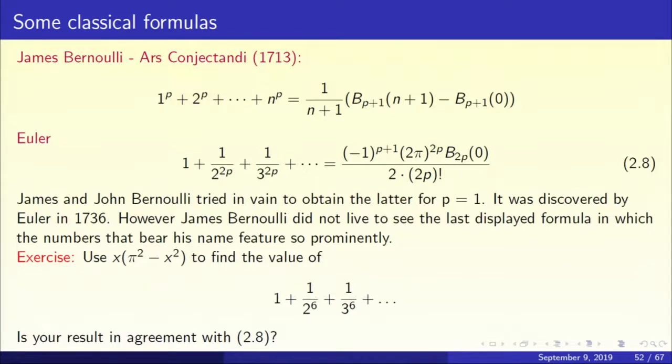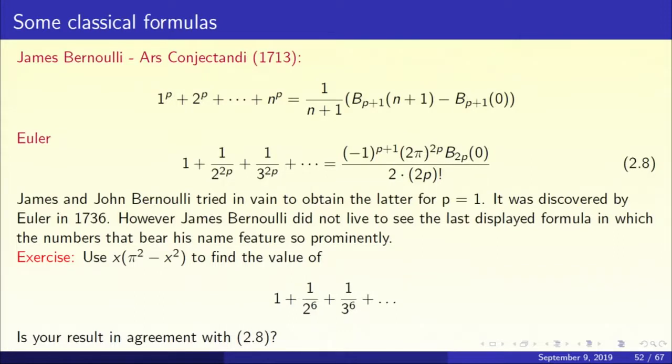So you can check this result by putting p equal to 1, by putting p equal to 2. You already know that 1 plus 2 plus 3 up to n is n into n plus 1 by 2. And you already know what is b2. So please check the correctness of this formula for p equal to 1 and 2 respectively. The second equation is more interesting, equation 2.8 in the display.